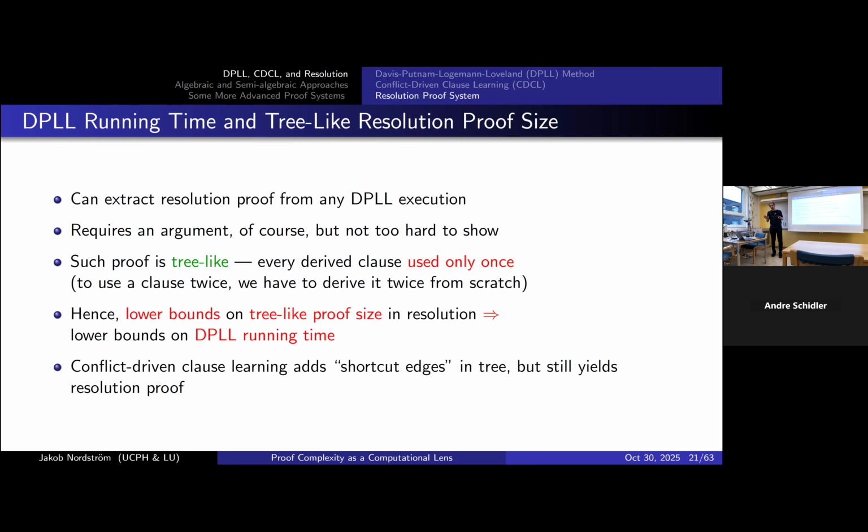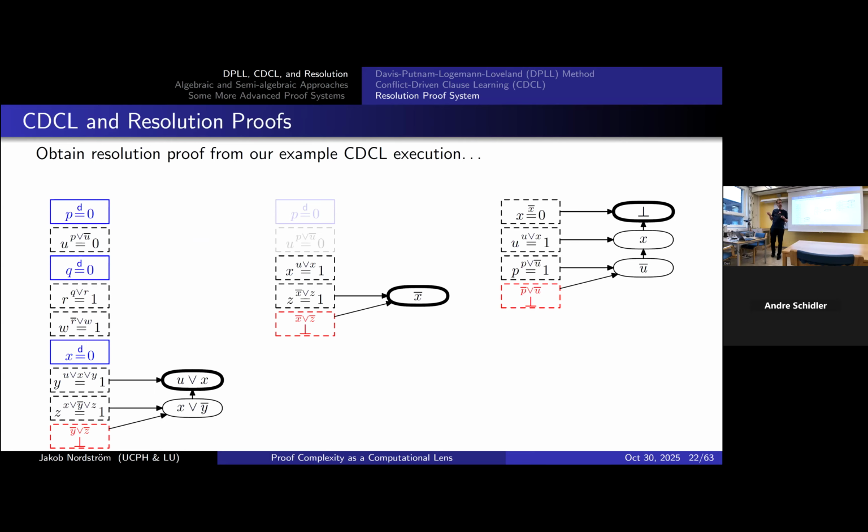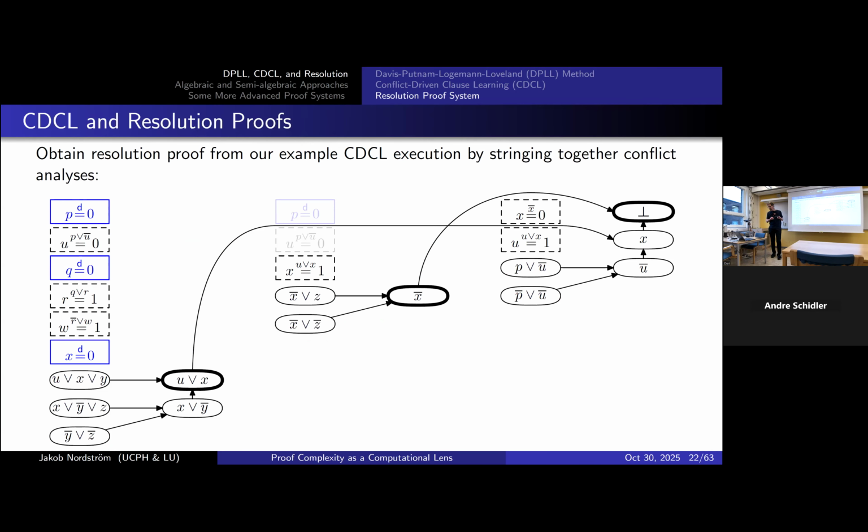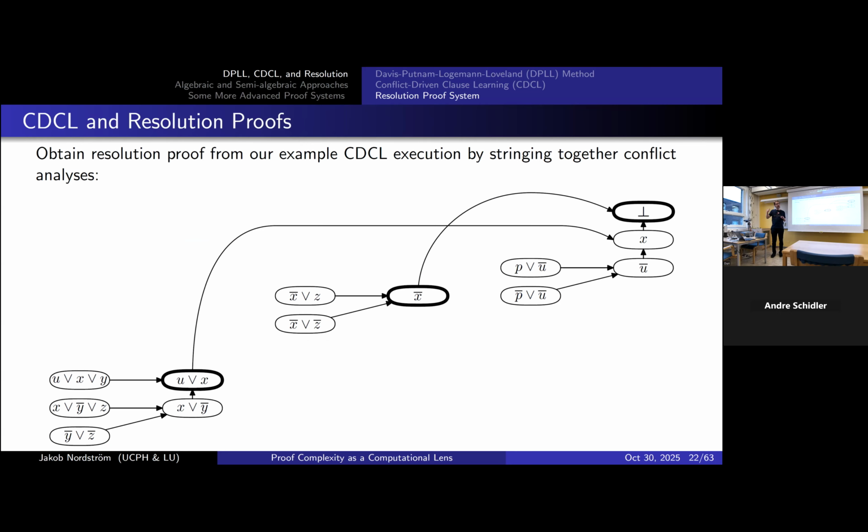Okay. But this is only DPLL. What happens with conflict-driven learning? Well, with conflict-driven clause learning, you don't get a tree. You will get some shortcut edges in your graph, but it will still be a valid resolution proof. Again, I'll do a proof by picture. Here is our CDCL execution. Let's focus on the conflict analysis, and let's string them together just by how learned clauses were used in later conflict analysis. And then you in fact get a valid resolution refutation.